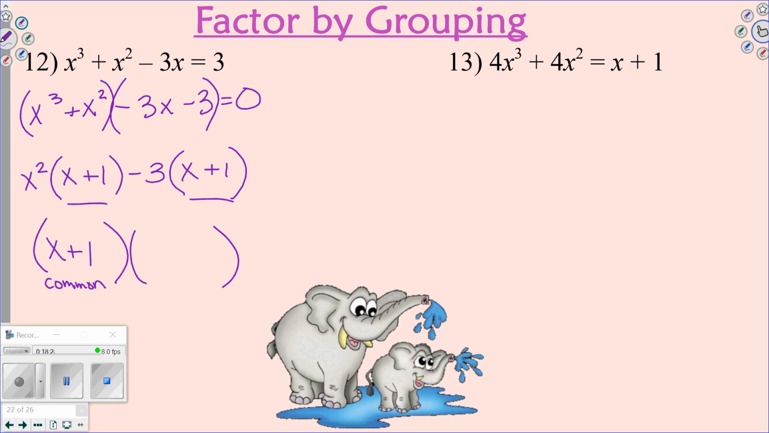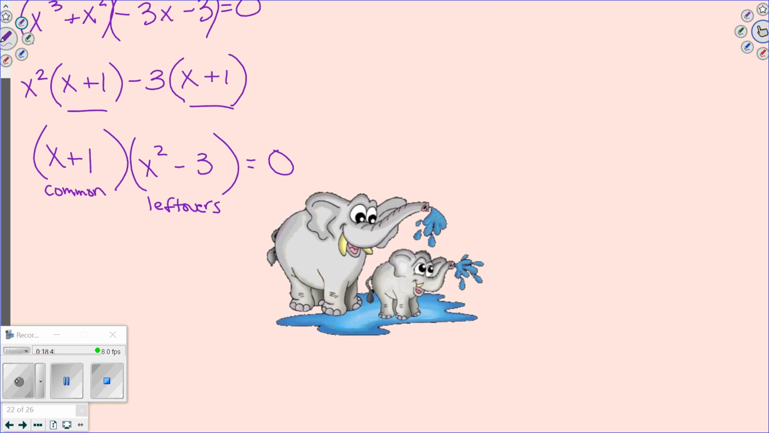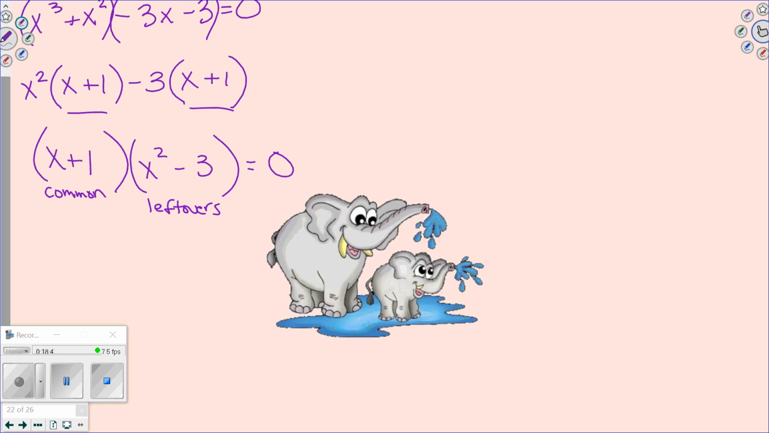And then you have leftovers. I don't care the order. And it would be x squared minus 3. That is factored. Don't stop a step early. Okay, so now it's factored. Now let's set them equal to 0 and solve. What's this one going to give me? Negative 1.